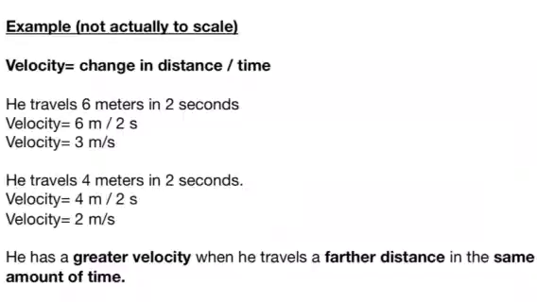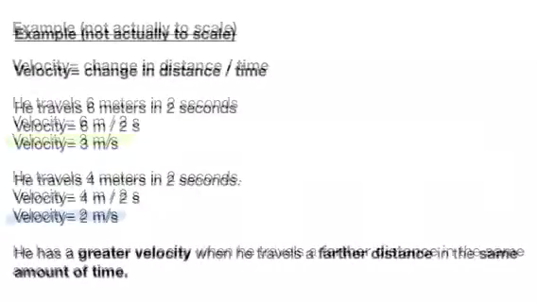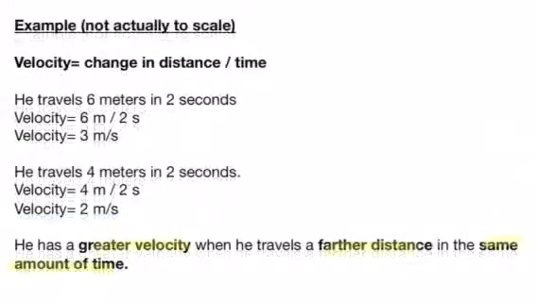For example, velocity equals change in distance divided by time. So if he traveled 6 meters in 2 seconds, his velocity would be 3 meters per second. Or if he traveled 4 meters in 2 seconds, his final velocity would be 2 meters per second. He has a greater velocity when he travels a farther distance in the same amount of time.